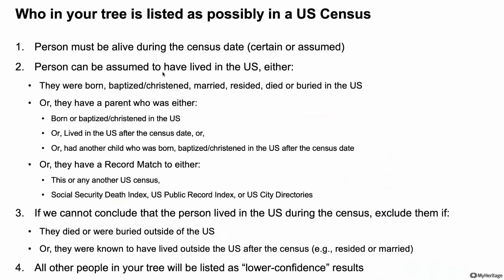And if we can't find information that they have lived in the US, we try to see if we know that they did not live in the US. And if so, they will be completely excluded from the list. And otherwise, that's bullet 4, it means that they will be shown, but only as lower confidence results. So this explains generally how the census helper works and how it makes its predictions of likely, very likely, or potentially being in the census.